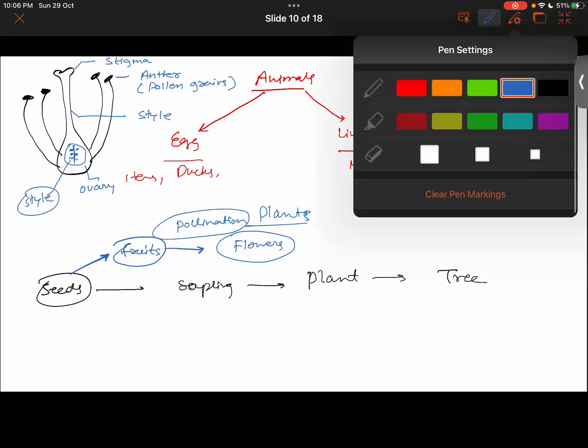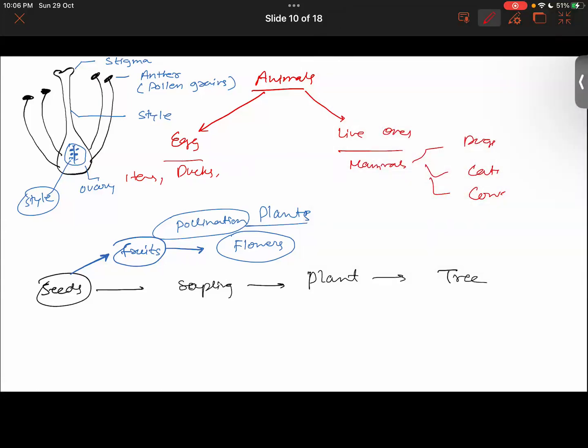So pollination is just the transfer of pollen grains from the anther to the stigma. By the way, this is the filament. Filament and anther form the male reproductive part of the flower. So basically the pollen grains transfer from the anther to the stigma.